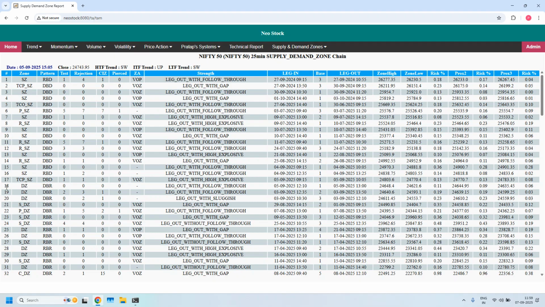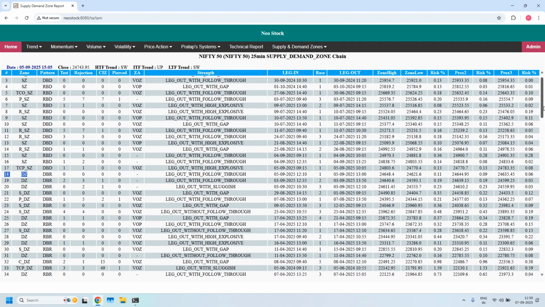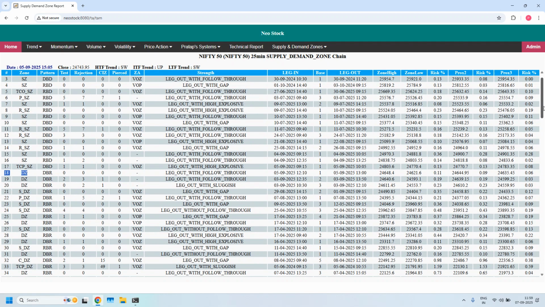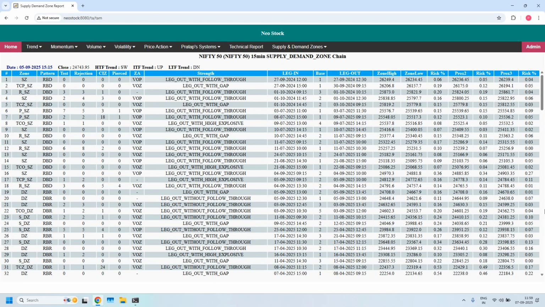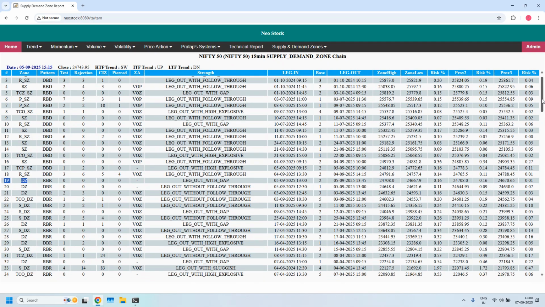The nearest demand zone for the current closing price is serial number 18. I will adjust in the middle of the page. Okay, next, generating 15 minutes supply demand zone chain for NIFTY. Serial number 19 is the nearest demand zone to the current closing price. I will put it in the middle of the page.